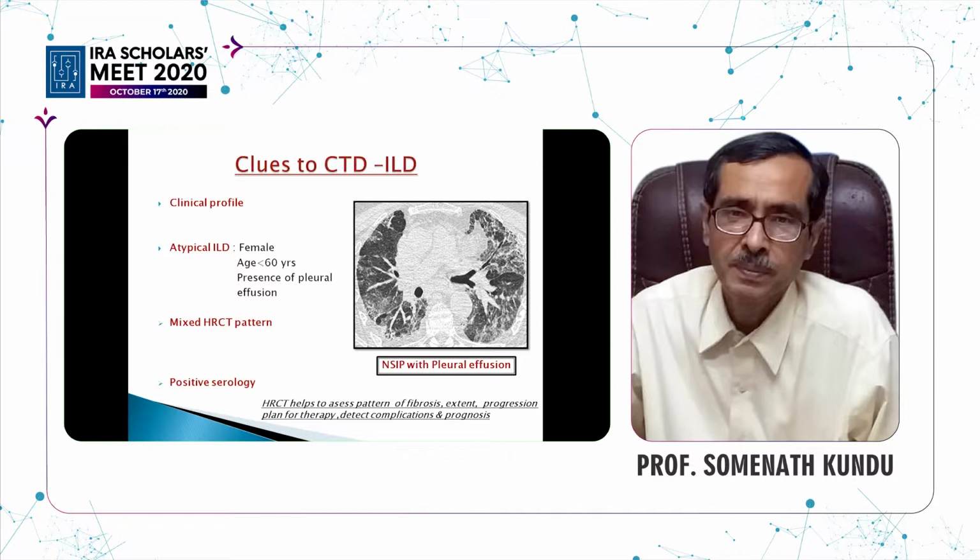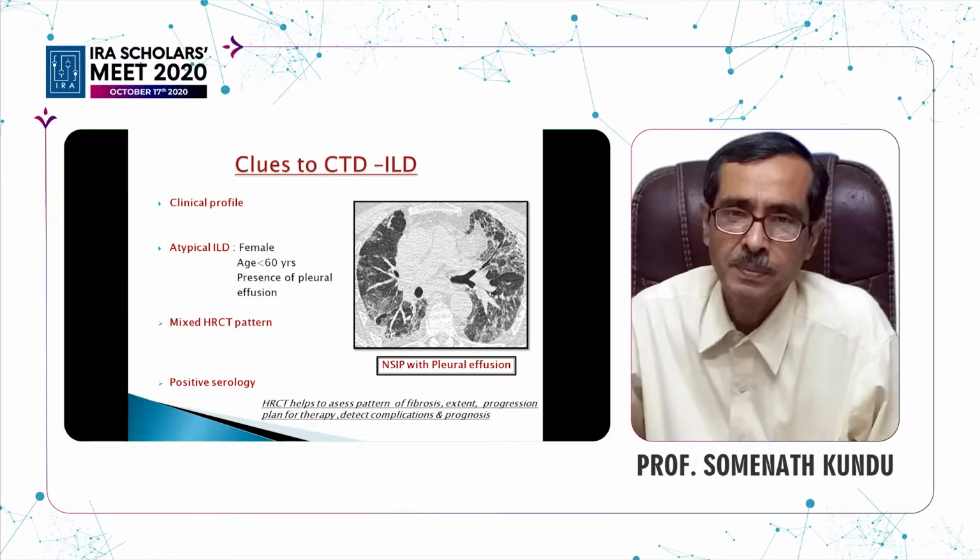history plan. You suspect that it could be due to a CTD ILD if there is an atypical ILD, female, slightly younger age, pleural effusion along with ILD. So you suspect that it could be tissue disease related ILD.